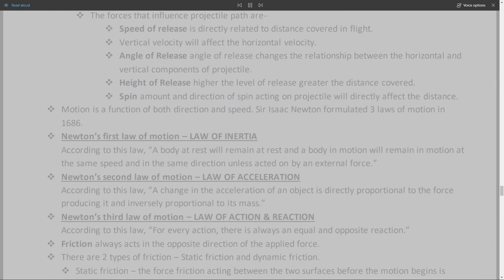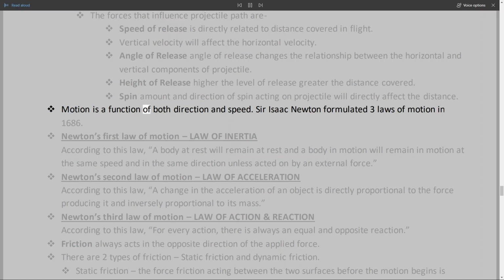The forces that influence projectile path: speed of release is directly related to distance covered in flight. Vertical velocity will affect the horizontal velocity. Angle of release changes the relationship between the horizontal and vertical components of the projectile. Height of release: the higher the level of release, the greater the distance covered. Spin: amount and direction of spin acting on the projectile will directly affect the distance.